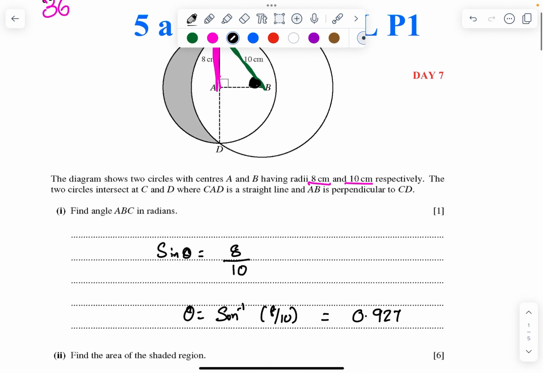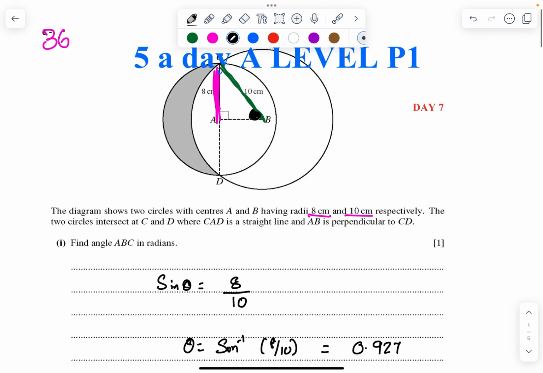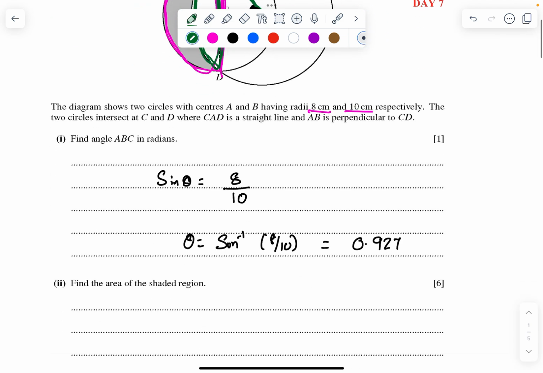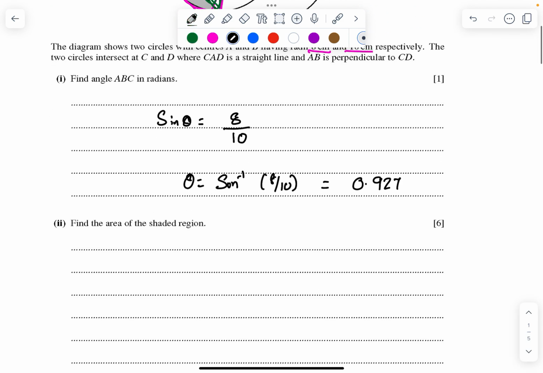Find the area of the shaded region. So I have to find the area of the shaded region. What am I going to do for that? I am going to take the area of this semicircle and subtract the area of this segment. I'm going to take the area of the semicircle minus the area of the segment.